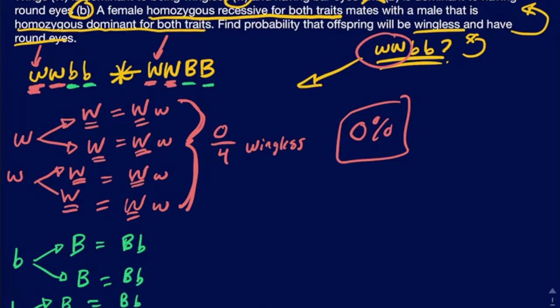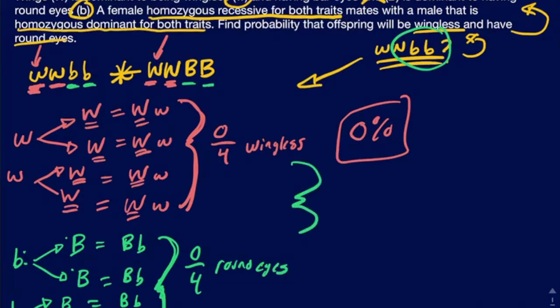So if we do this cross, small b, big B, small b, big B, we're always going to get small b, big B in the offspring. So going back to what we thought of before, to have round eyes, you need to be homozygous recessive for the B gene, and none of the offspring are homozygous recessive. All of them are heterozygote. So 0 out of 4 will have round eyes.